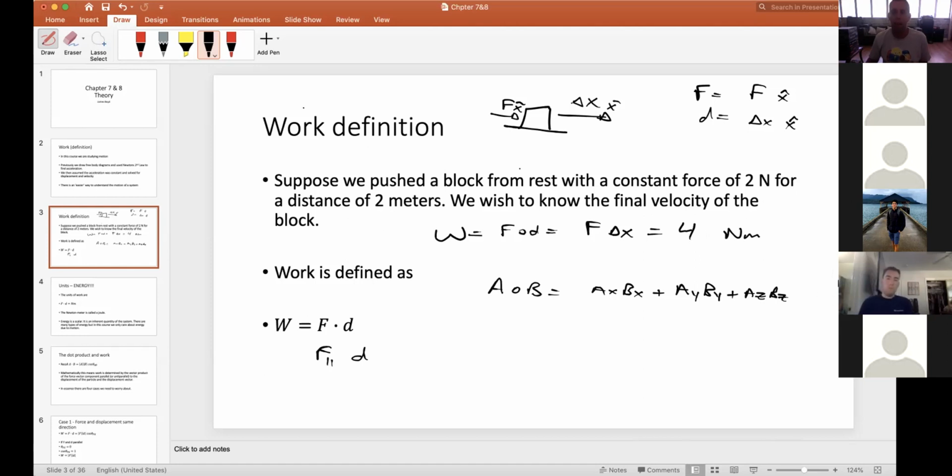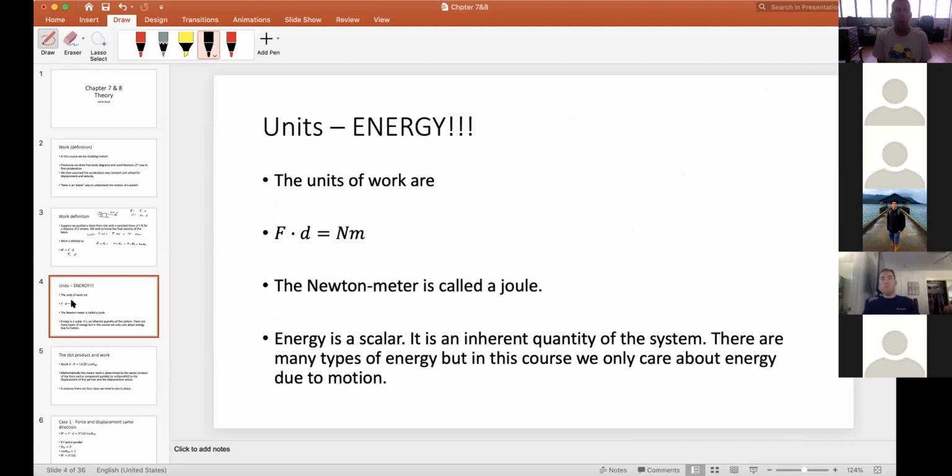Now, what is a newton meter? A newton meter is something called a joule, and a joule is one of the special, maybe the most special units after newtons. Newton meters are joules. They are the unit of energy. And the nice thing about a joule is if you remember that it's a newton meter, you'll always remember it's force times distance, right? Energy is a scalar.